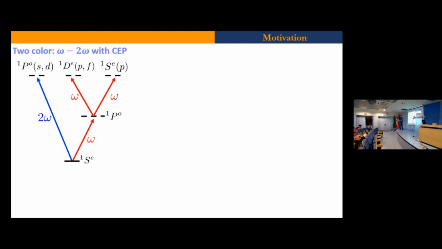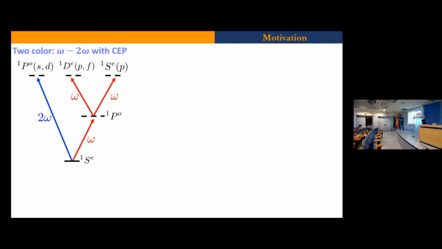So you have the omega photon, which is a single-photon absorption that will take you from the singlet S to a singlet P. Then you have the 2 omega, which is the two-photon absorption, where the first photon will take you to a singlet P, as it did here. But with the second, you can reach the same energy with different symmetry and different parity. A state of different symmetry, different parity. In this case, it will be a singlet D even and a singlet S even, while with the first photon you get a singlet P odd.